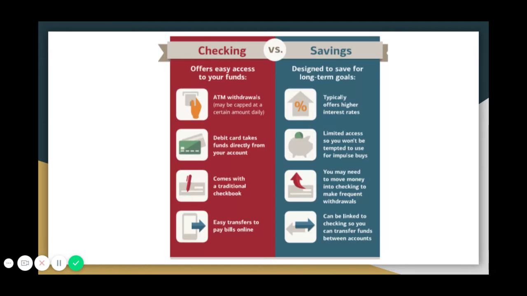Your savings account often has a higher interest rate. There is some limited access though, so you won't be tempted to use it for impulse buys. If you need to access the money in your savings account to pay for things, you'll have to transfer it into your checking account first. And some accounts limit the number of times you can do this.